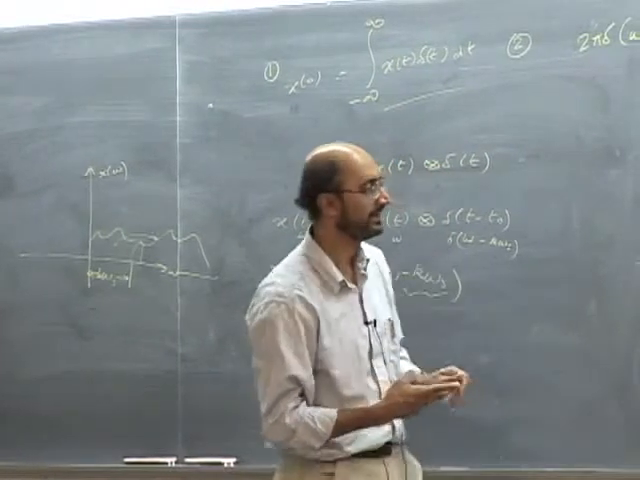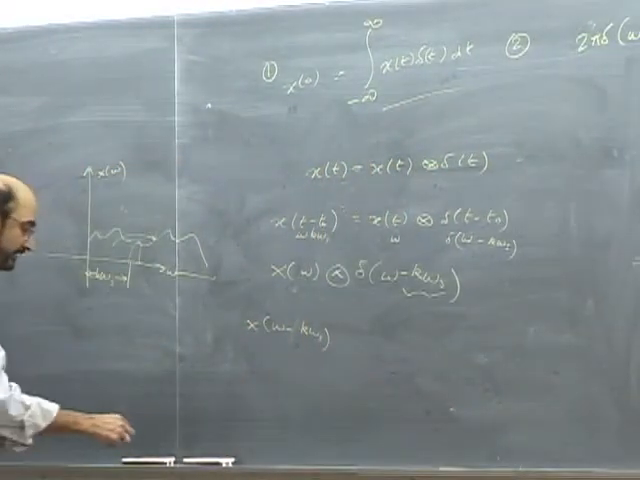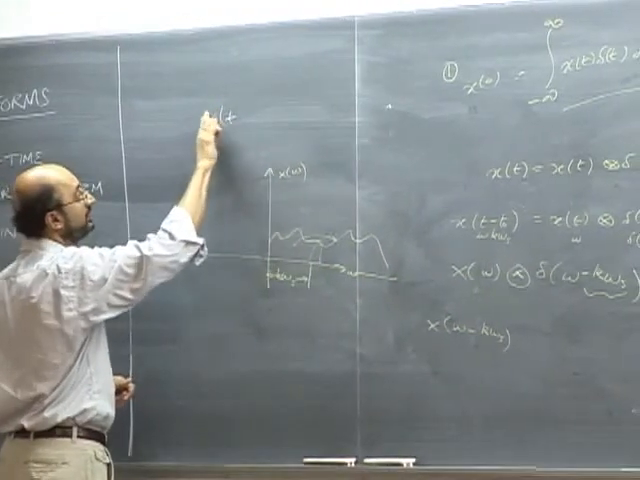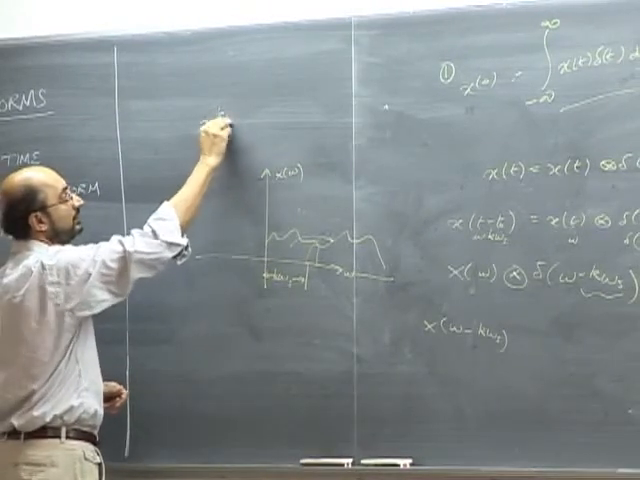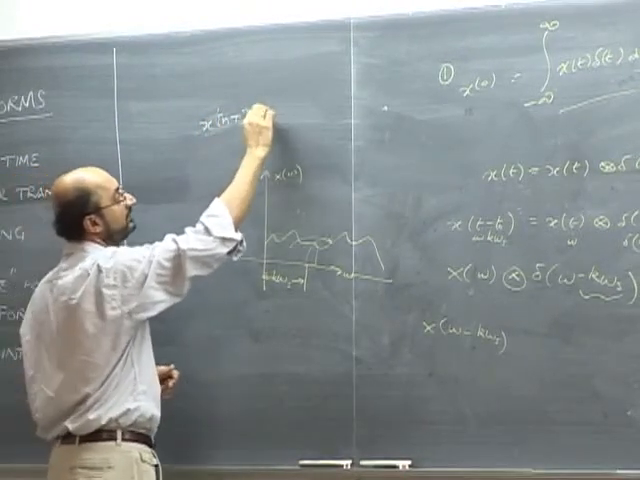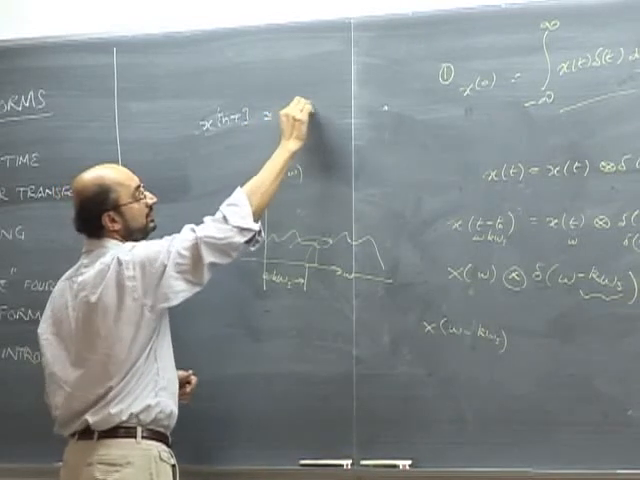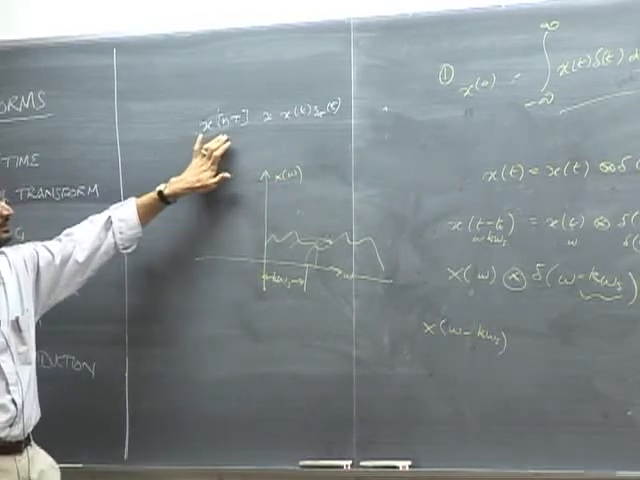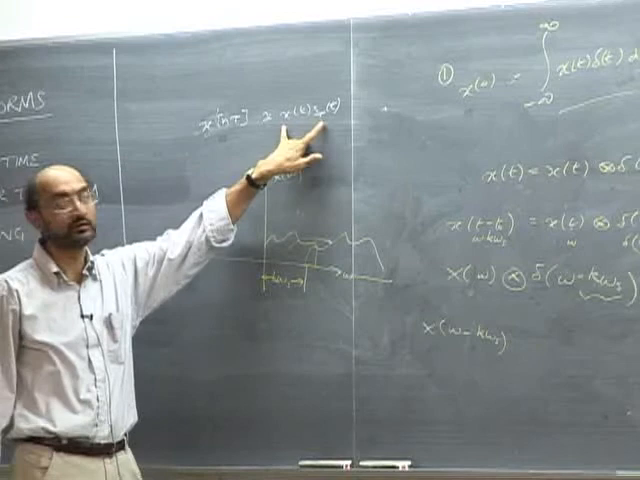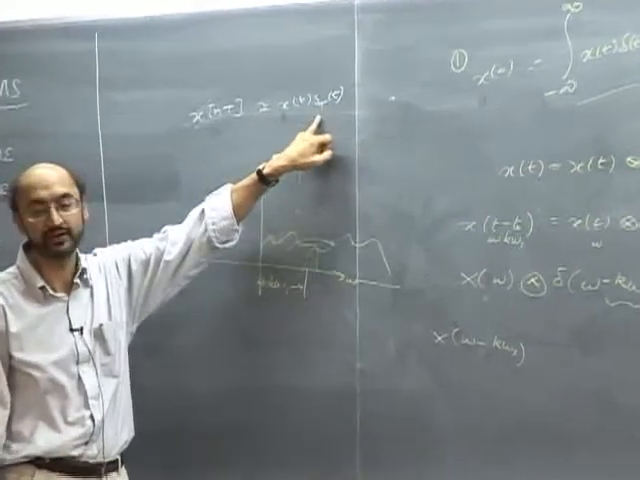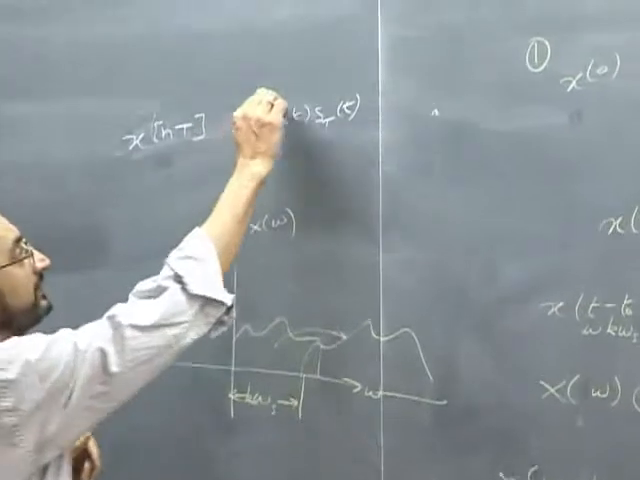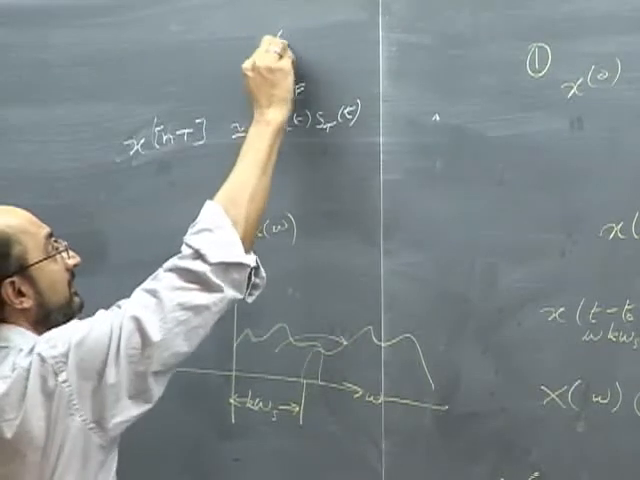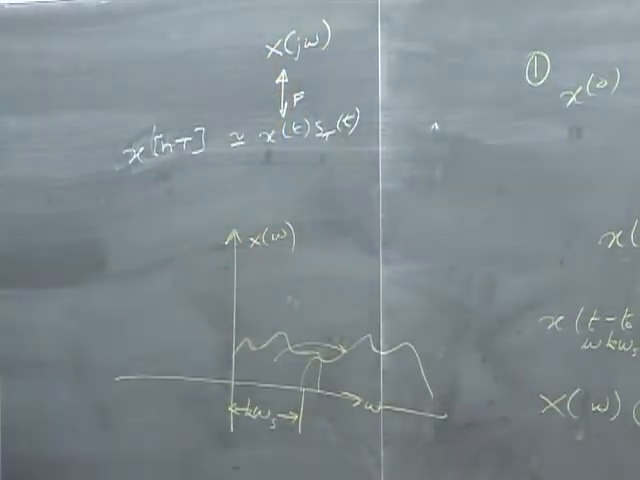The first one is, what did I start out with? I started out with x(t), or I should say I started out with x(nT), which I said is equivalent to x(t) s(t). So I have some discrete function. I view that as the product of some continuous function x(t) with the sample train. And this continuous function has the Fourier transform X(jω).